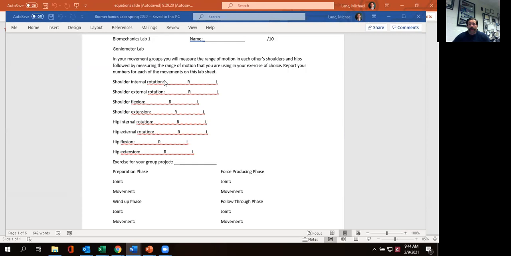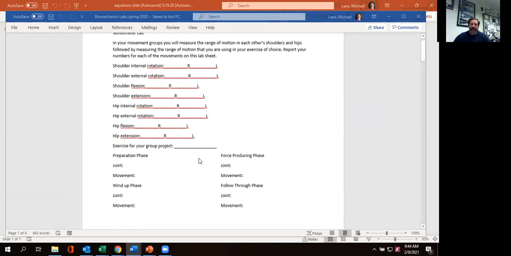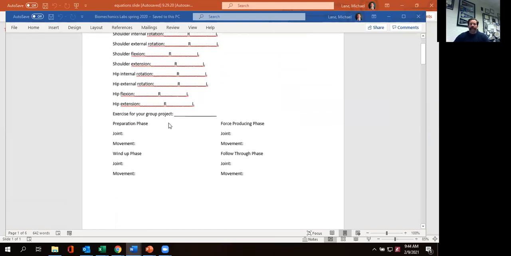You're going to only look at your joint for that movement. So hence you're going to pick the exercise, and then you're going to do your best to figure out what is going to be the movement and the degrees which you're going to see for each of those phases of movement.